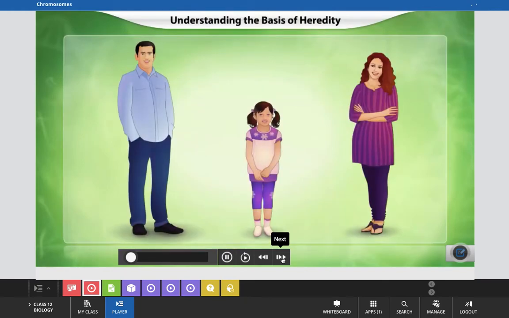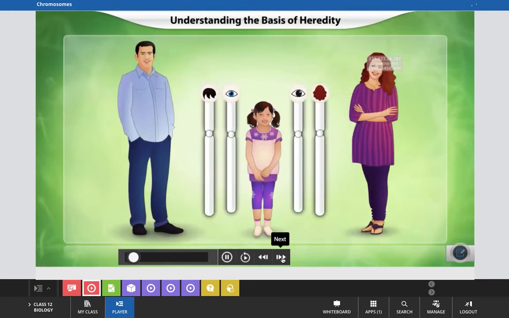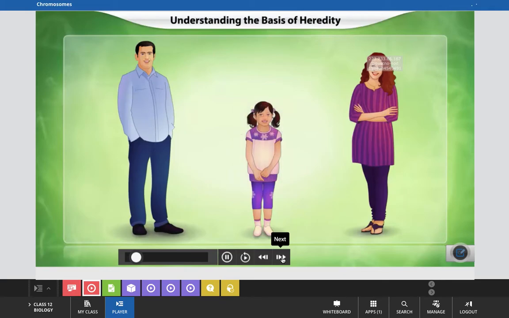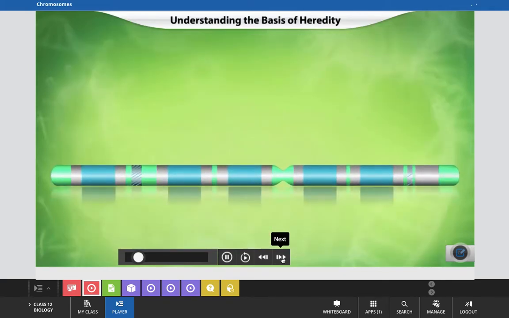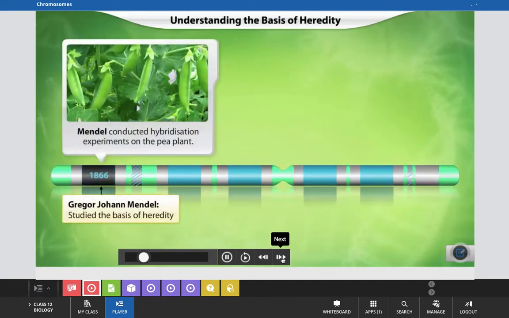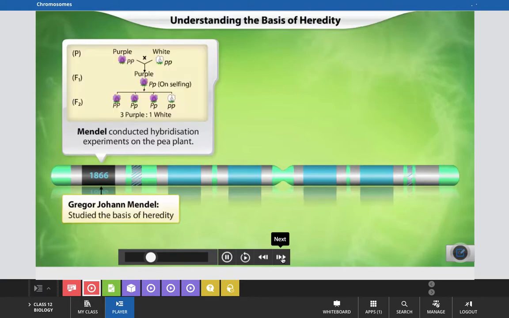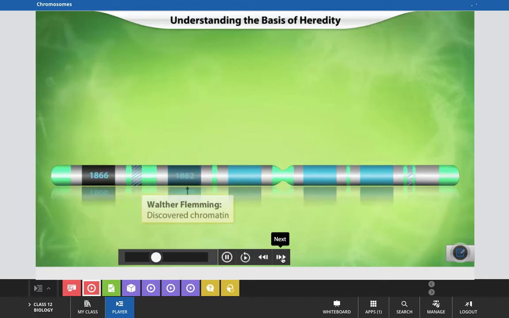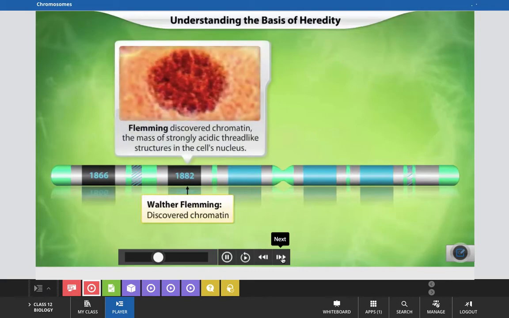What makes us resemble our parents? Our genes do. Let's trace significant developments and discoveries related to heredity. Gregor Mendel's experiments with pea plants were the starting point for understanding how we inherit traits. 1866, Mendel concluded that certain factors are passed on from the parent organism to the offspring. 1882, the German scientist Walther Flemming discovered some strongly acidic thread-like structures within the nucleus. He named this mass of threads chromatin.